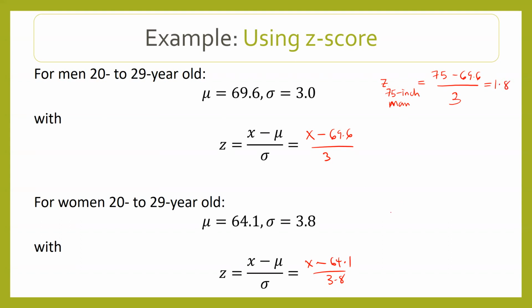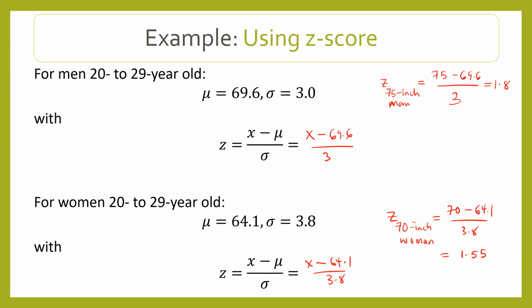The same thing, I can find the Z-score for a 70-inch woman. That would be 70 minus 64.1 over 3.8. And if you use a calculator here, you will get 1.55.